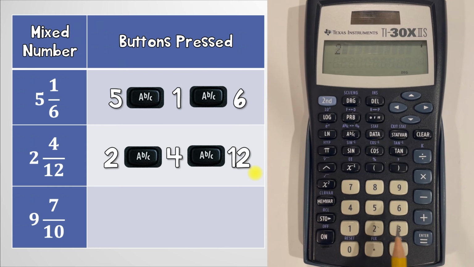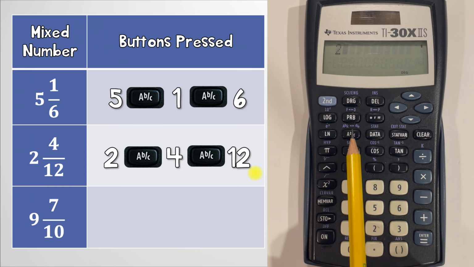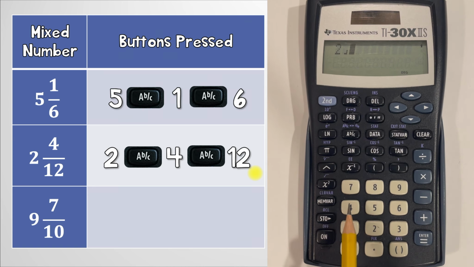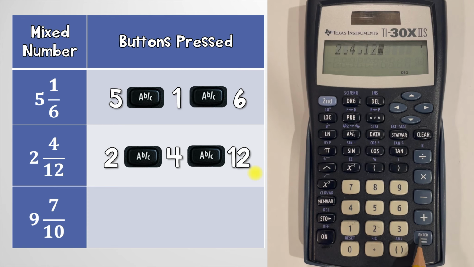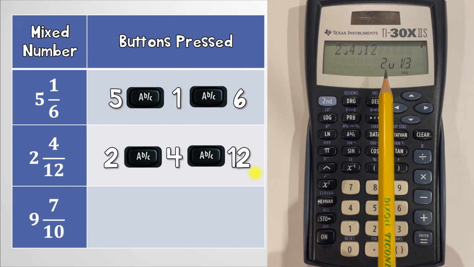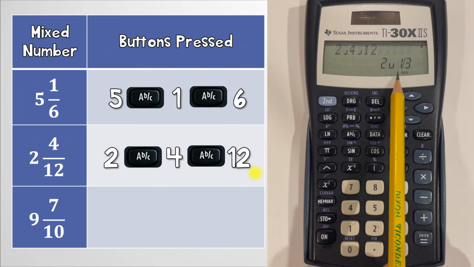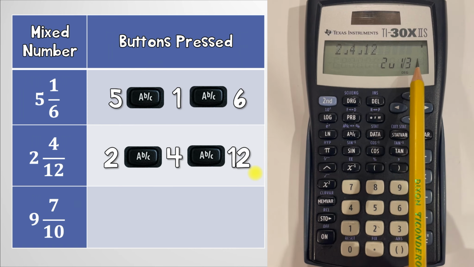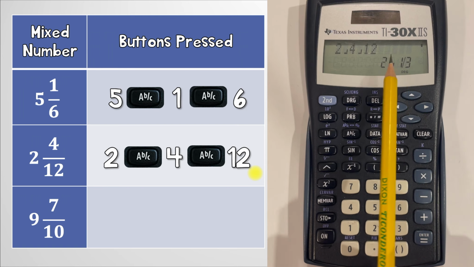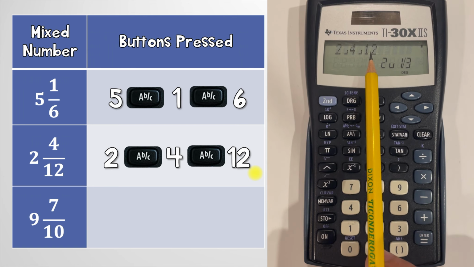2, that's our whole number, ABC, the numerator 4, then ABC again, and then our denominator 12. Then hit enter, and that's going to give us 2 and 1/3. 2 is our whole number, and 1/3 is our fraction. Well, what happened? I thought we entered 4 over 12.